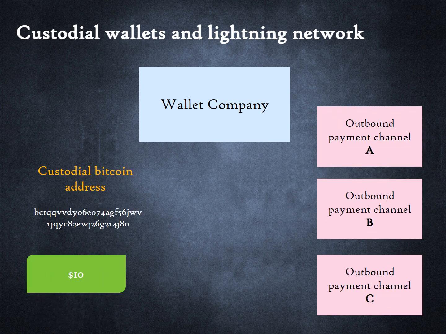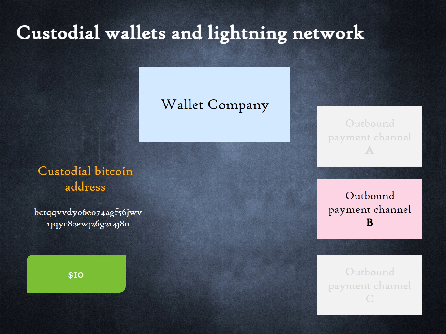The wallet company sources $10 from me into a custodial address. It has outbound payment channels funded with many counterparties, who could be merchants or people in the payment routing business, including other wallet companies. When I initiate a Lightning payment of 50 Satoshis, the wallet company creates an outbound payment in one of its outbound payment channels, say channel B.